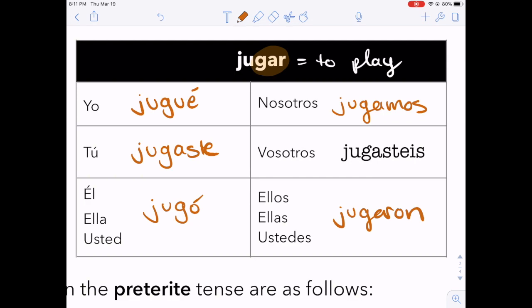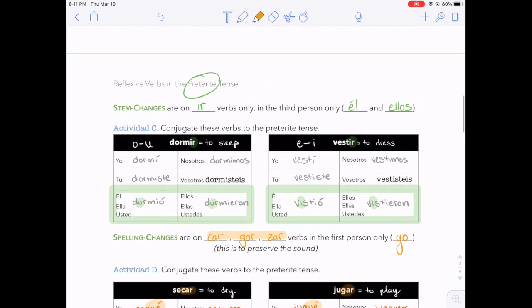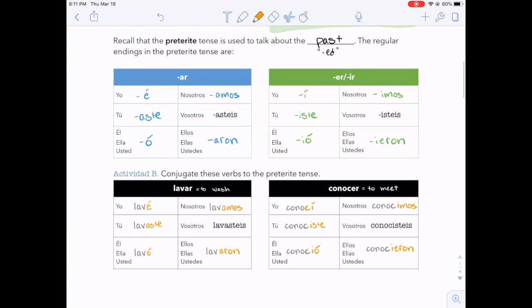Now those are all the things that we need to remember when we're conjugating in the preterite. We've got our special endings on our car, gar, zar verbs, we've got our stem changes, and we've got our regular AR and ER and IR endings.